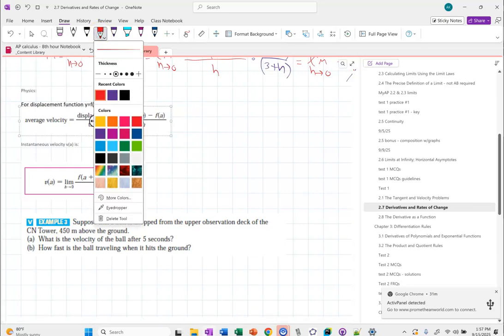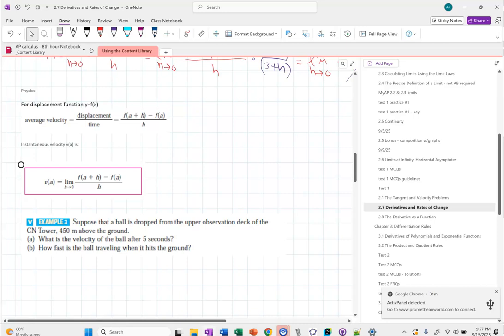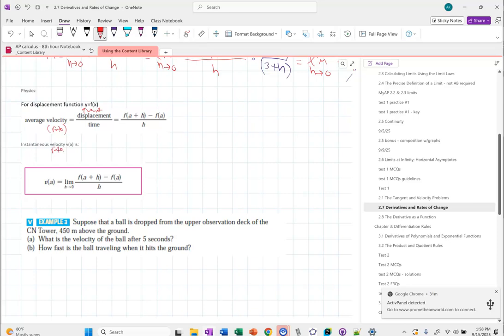So just to remind ourselves, in physics we talk about velocity often as our rate, but really any average rate is just going to be quantity divided by time, right? So our instantaneous rate, for instantaneous velocity, is just going to be the slope of our tangent line at the specific value a.